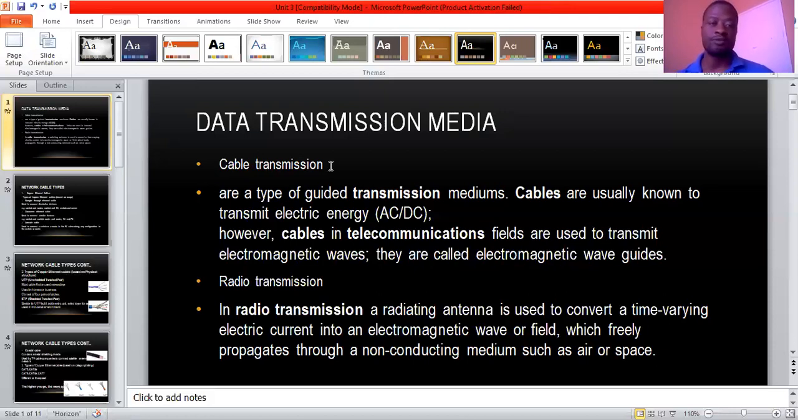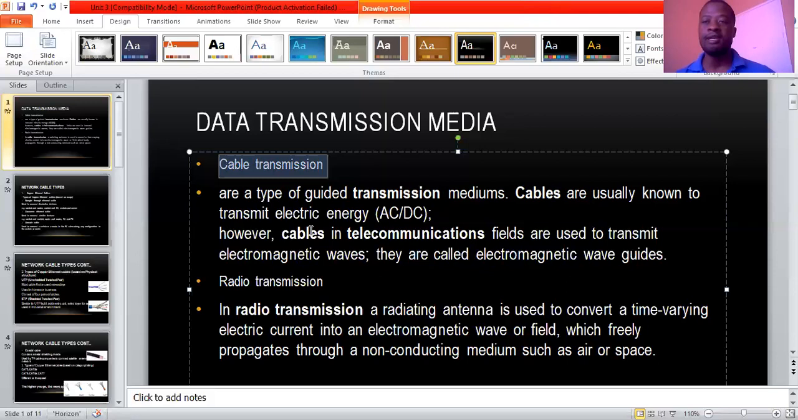Okay, so we have got two types of them that we'll be discussing. We have got cable transmission, meaning you can use cables to transmit your data from its source, or from one node to another. So you need to plug a certain cable into your PC and into the other person's PC, so that you are able to transmit data between the two of you, or between the three of you, depending on how many you are on the network. Okay, so cable is one of the media that you can use.